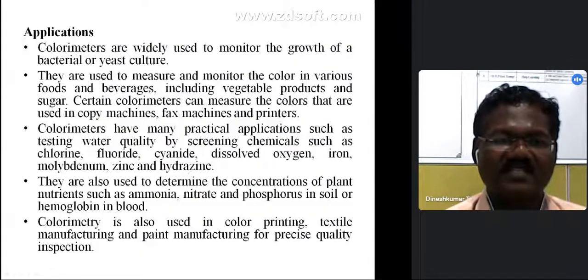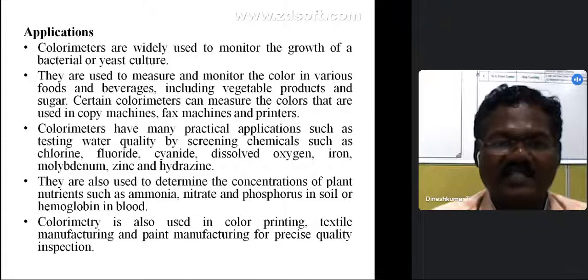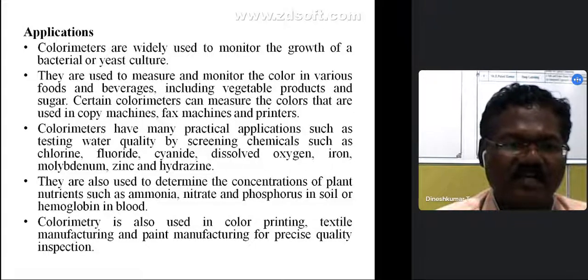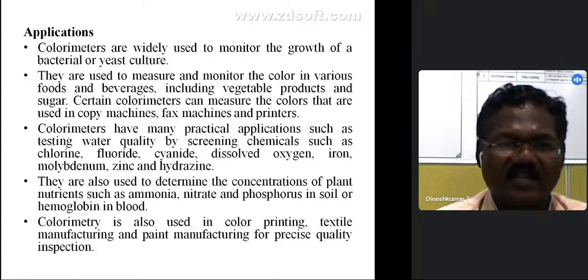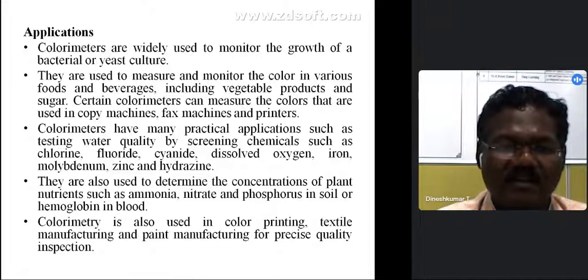Okay, then applications of the colorimeter. Colorimeters are widely used to monitor the growth of a bacterial or yeast culture. These are all done in the biochemistry lab and microbiology lab. Normally they are done as culture tests. Next, they are used to measure and monitor the color in various foods and beverages, including vegetable products and sugar. Certain colorimeters can measure the color used in copy machines. Copy machines means Xerox copy machines, fax machines, and printers.